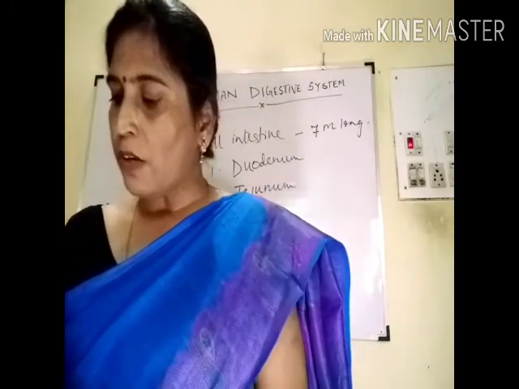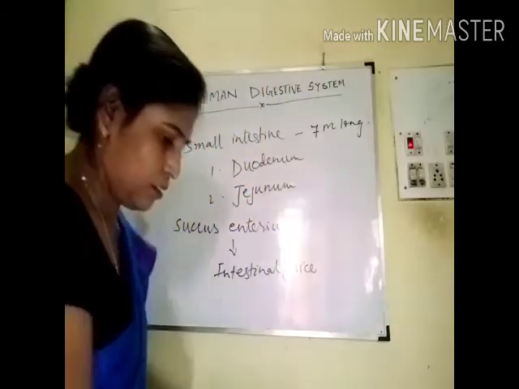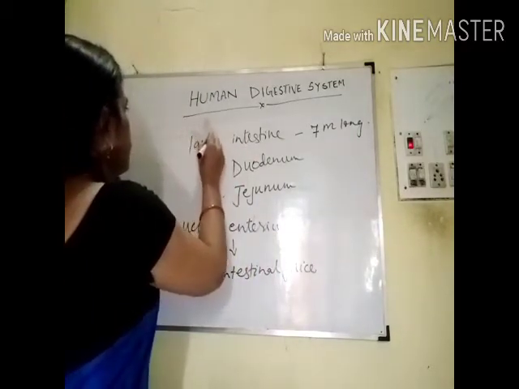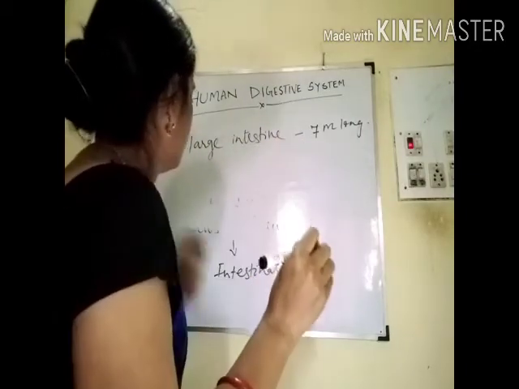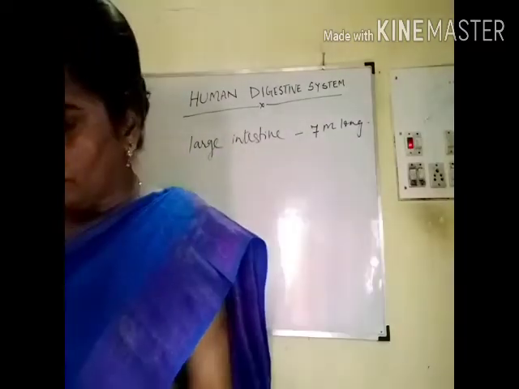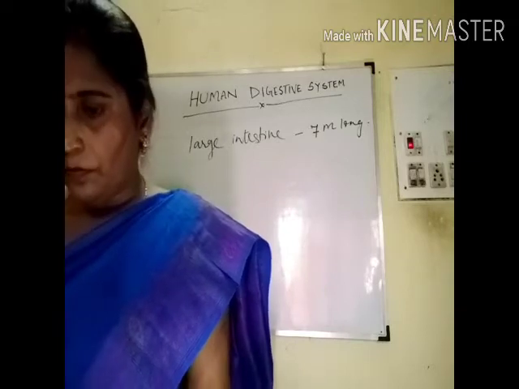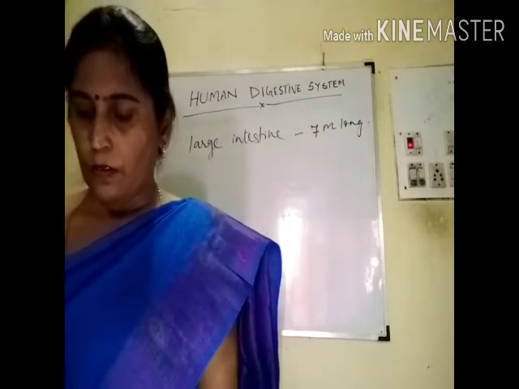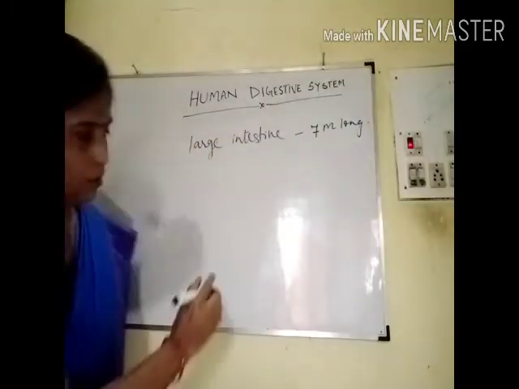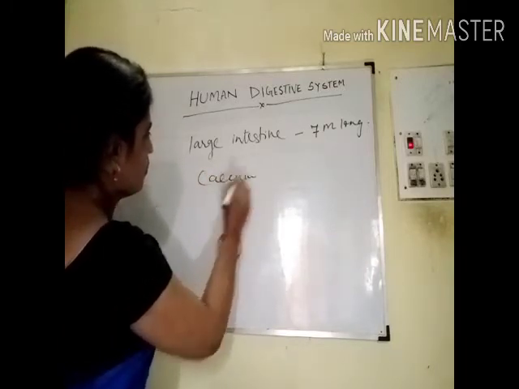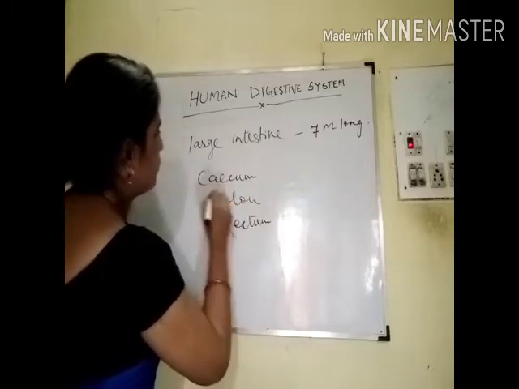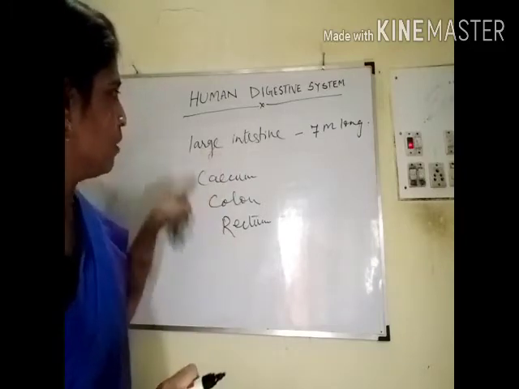Now this large intestine also has three parts, that is cecum, colon and rectum. So these are the three parts of the large intestine.